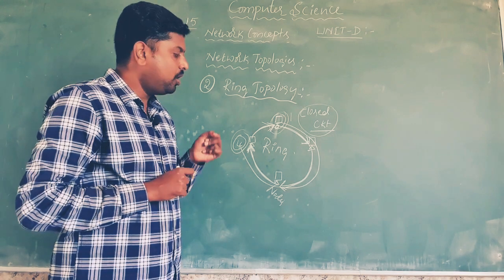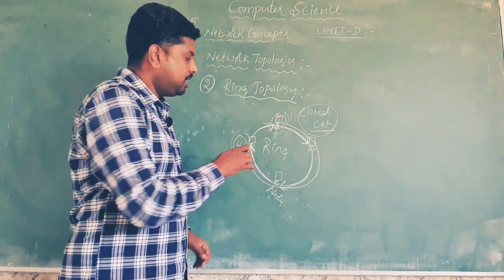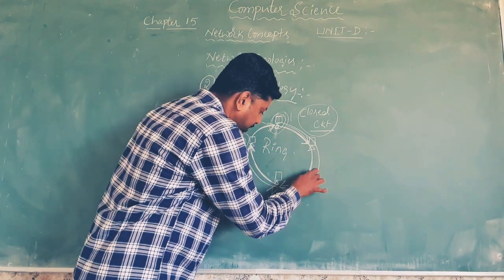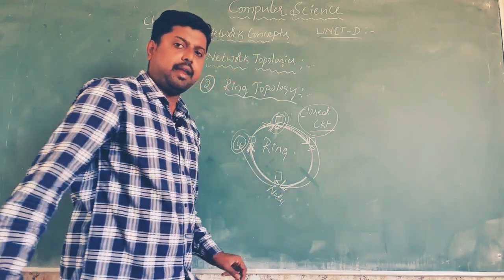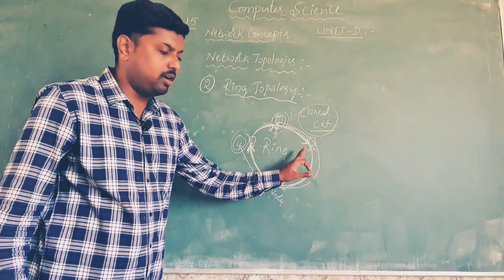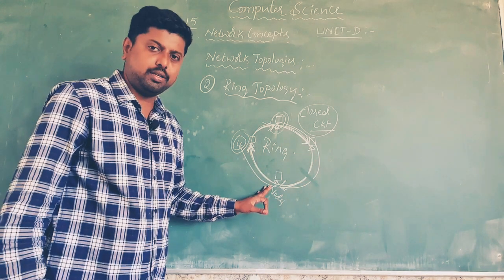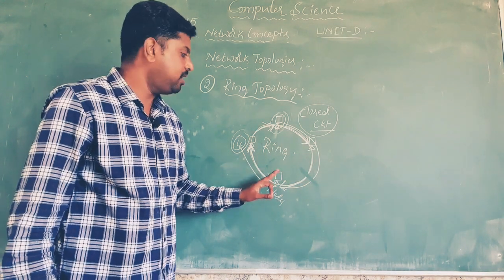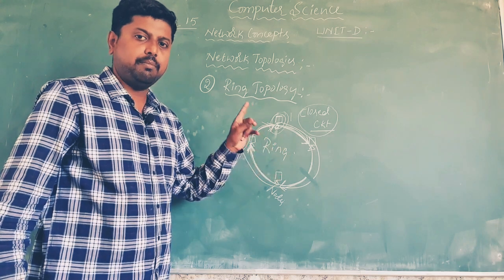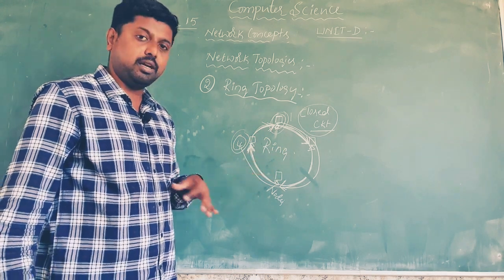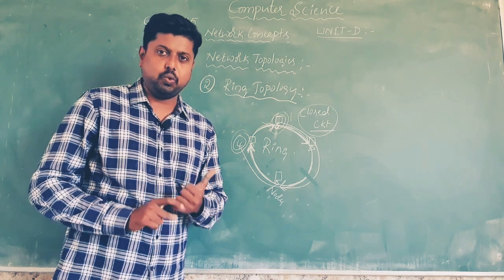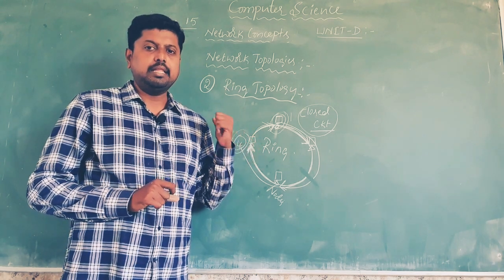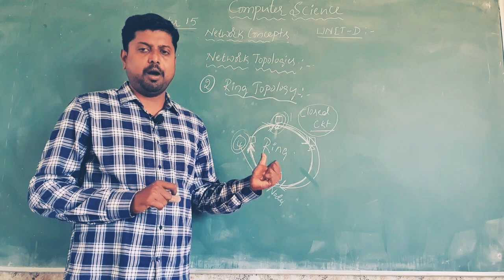And also in ring topology, if anything happens to the common cable, again the connections of all four computers collapse, and that is also a major drawback. So ring topology also has some advantages and disadvantages too. So dear students, this is about ring topology.